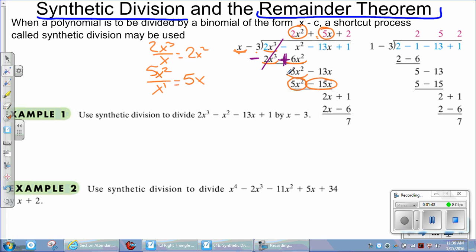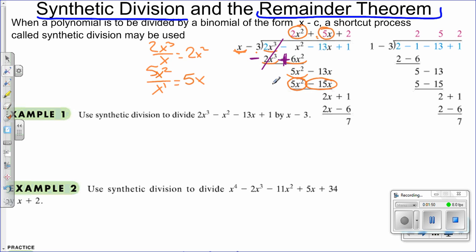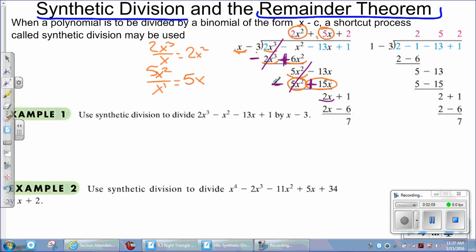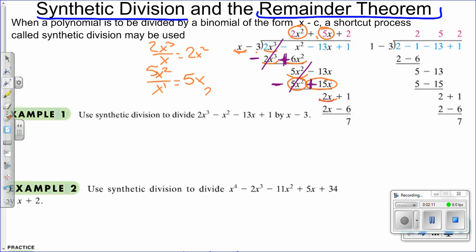After that, we need to subtract. So, of course, we change the signs. We don't see it here, but I'm going to add those signs there. That's how we get rid of the x squared terms, because they're opposite, so they make up a 0. And then here we have positive 15x minus 13x, and that gives me positive 2x. And the very last step is to divide positive 2x by x, and so that will give me a 2.